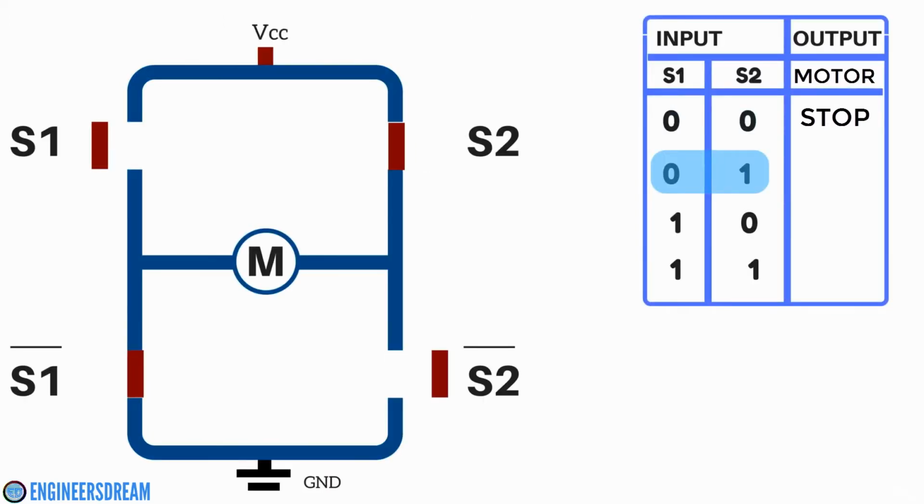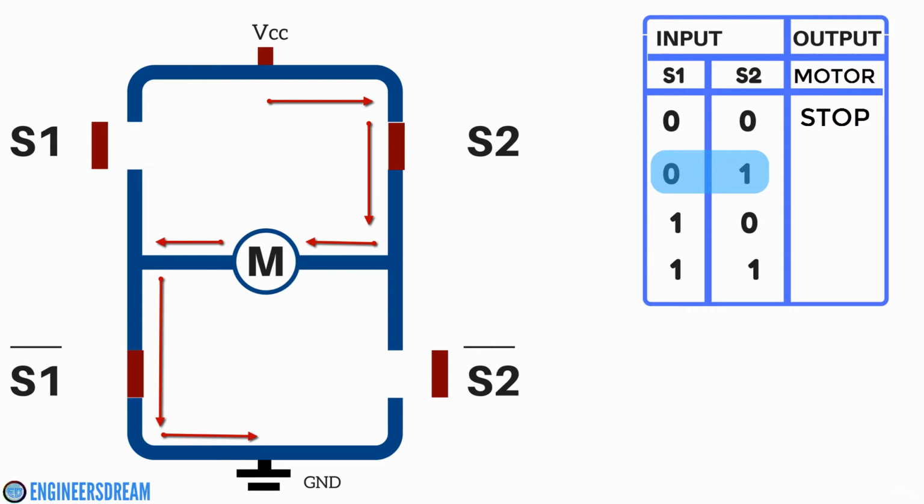Next, if we give an input of 0, 1, that is S1 is 0 and S2 is 1, then S1 will be open, S2 will be closed. Similarly, S1 bar will be closed and S2 bar will be open. So, when we give a condition of 0, 1 or low, high, then the current will flow from VCC to S2, then to the motors.